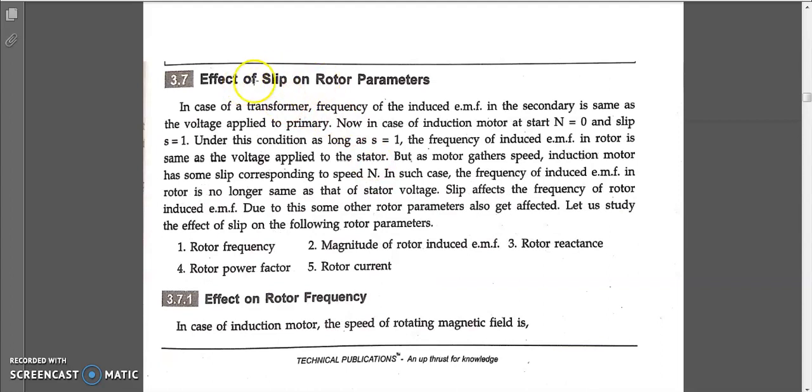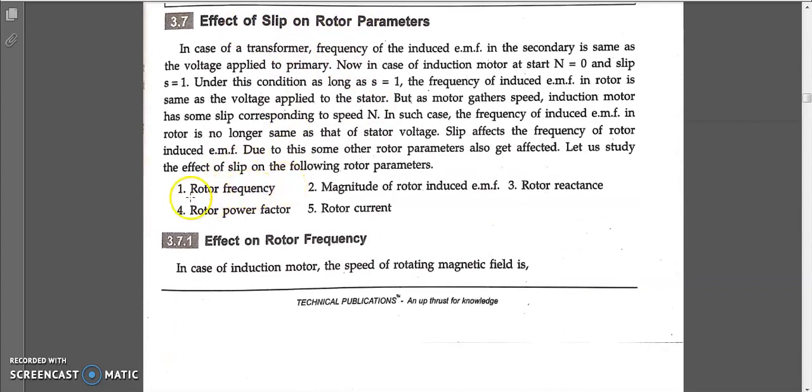Now let us see the effect of slip on the rotor parameters. So here are some rotor parameters. The first one is rotor frequency. The second one is rotor induced EMF in terms of magnitude. The third one is rotor reactance, XR you can call, and cos phi r, that is rotor power factor. Other one is rotor current. See, whatever 5 parameters are written over here, they are all with respect to the rotor. Okay, it is not with respect to the stator. And again, these values will be completely different from the stator parameters. Okay. And again, these 5 parameters are also present in the stator, but the slip is acting only upon the rotor. Okay. Now let us discuss the effect of slip on the rotor frequency.